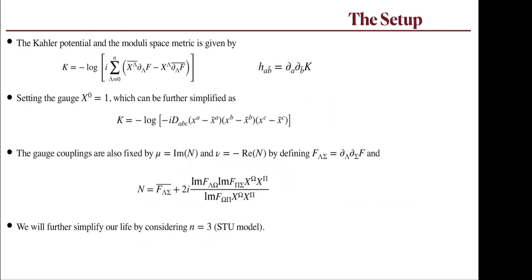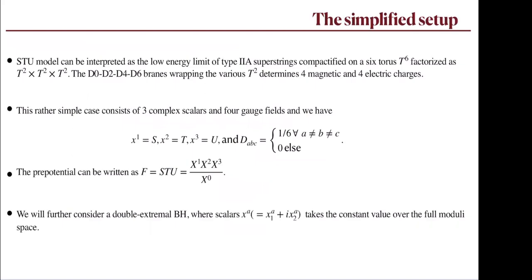So what we do, we'll keep on simplifying our life, so much so that it's a very simple theorem at the end of the day. So we'll first consider n equal to 3, and the n equal to 3 theory that we'll use is dubbed as the STU model. You can interpret that STU model as something coming out of type 2 strings compactified on a T6, that is, 3 T2s.